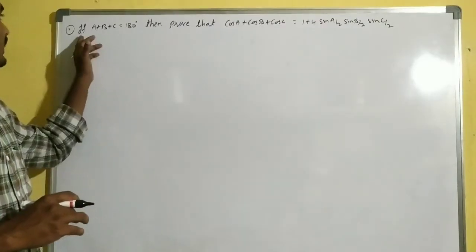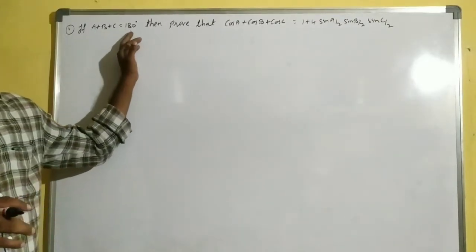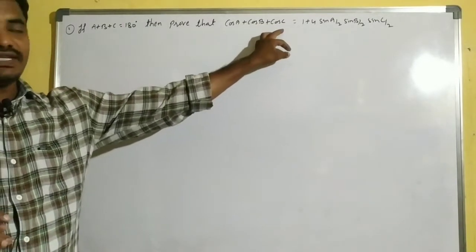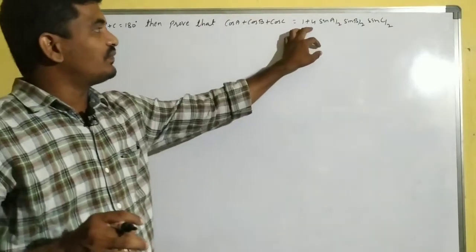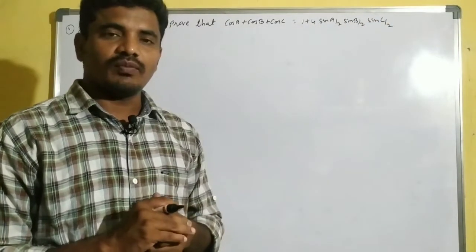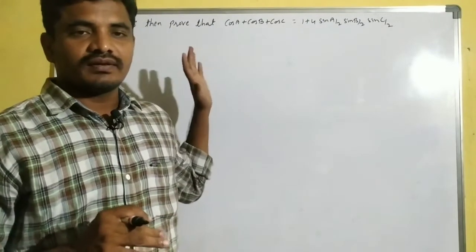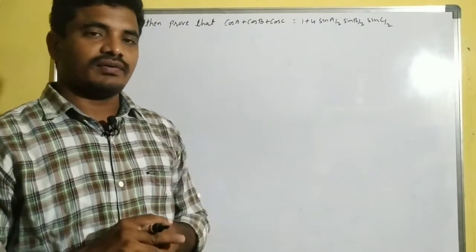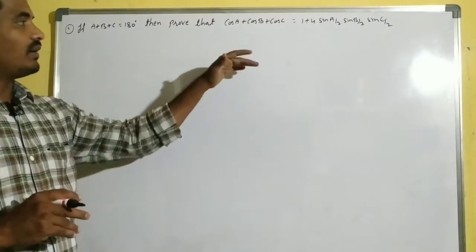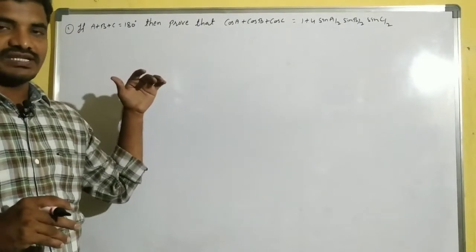First question: if a plus b plus c equals 180 degrees, then prove that cos a plus cos b plus cos c equals 1 plus 4 sin a by 2 sin b by 2 sin c by 2. This is one of the most important questions from trigonometric ratios up to transformations. So let's see how to solve it based on the transformation concept.